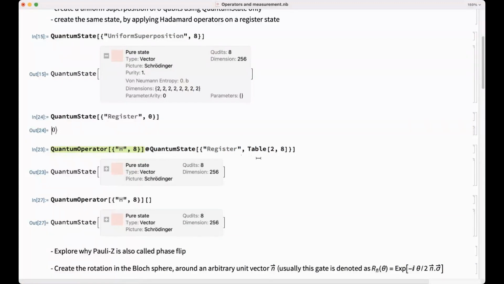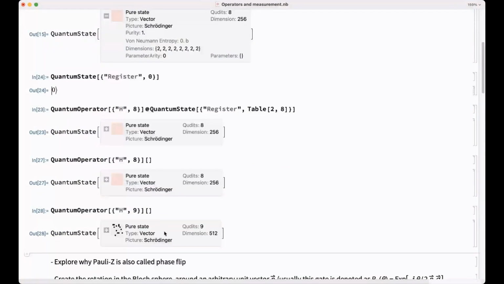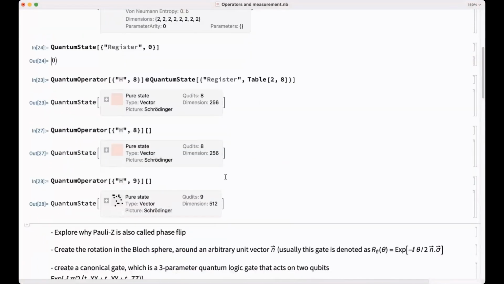For example, if we apply it on 9 qubits, automatically we understand that behind the scene it is 9 qubits, and you can easily see that it's 9 qubits. So that's one common thing you would see: whenever we want a uniform superposition, just apply Hadamard.